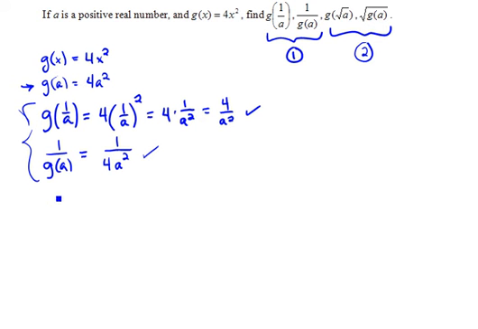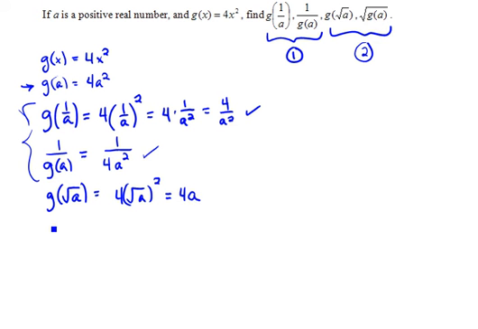Let's try the second two. We are to compute g of the square root of a. Well, g of the square root of a would be 4 times the square root of a squared. Now if we take the square root of a number and then square it, remember that a is a positive real number, so the square root makes sense. Then the square root squared will simply give us back our number. Let's think of a was 16, then the square root of 16 is 4, and if we square 4, we're back to 16 again. So this is just going to be 4 times a.